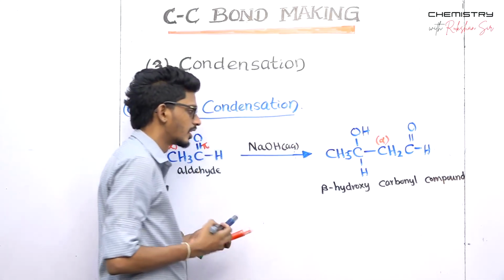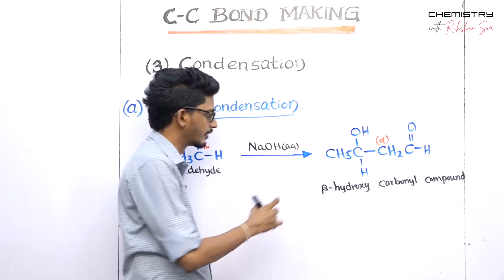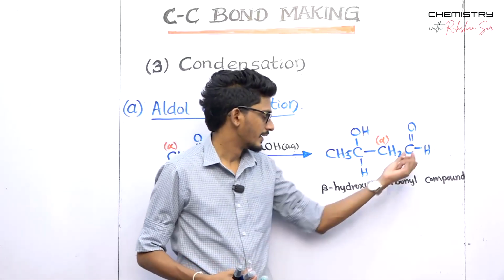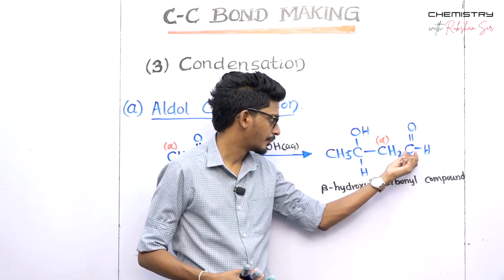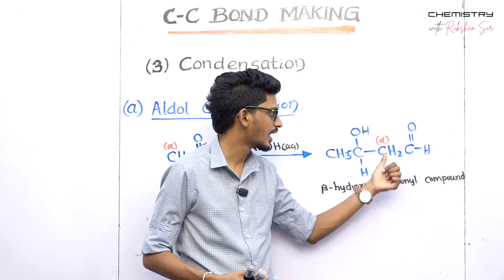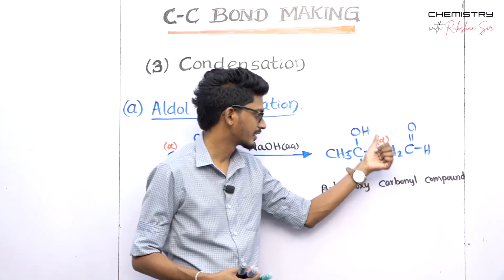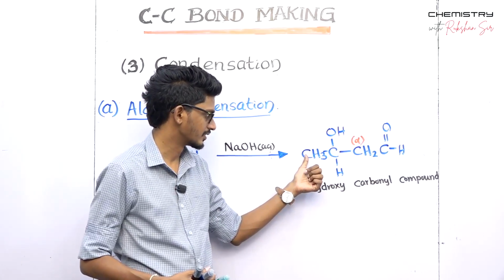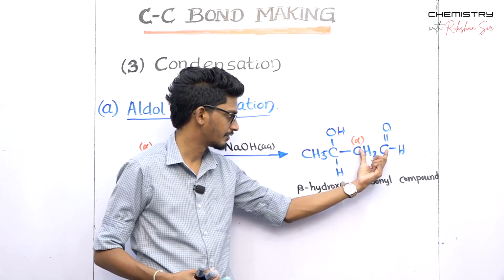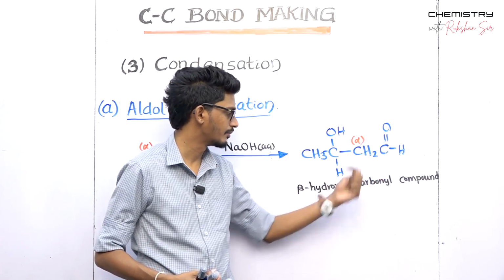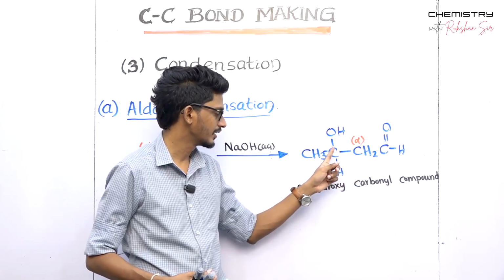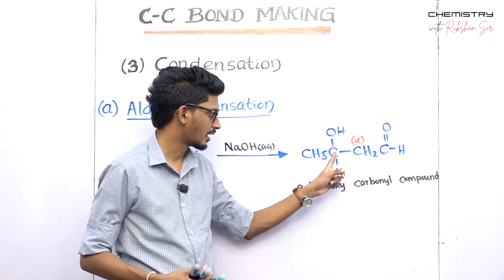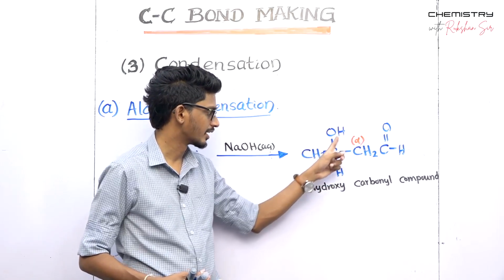The product of aldol condensation is known as the beta-hydroxy carbonyl compound. Why is it said so? The carbon adjacent to the carbonyl carbon is referred to as the alpha carbon. The next carbon is the beta carbon, then the gamma, like that. That is the notation. The carbon just connected to the carbonyl carbon is the alpha carbon. Next one is the beta carbon. Next is the gamma carbon. So here you clearly see at the beta carbon you have an OH group.